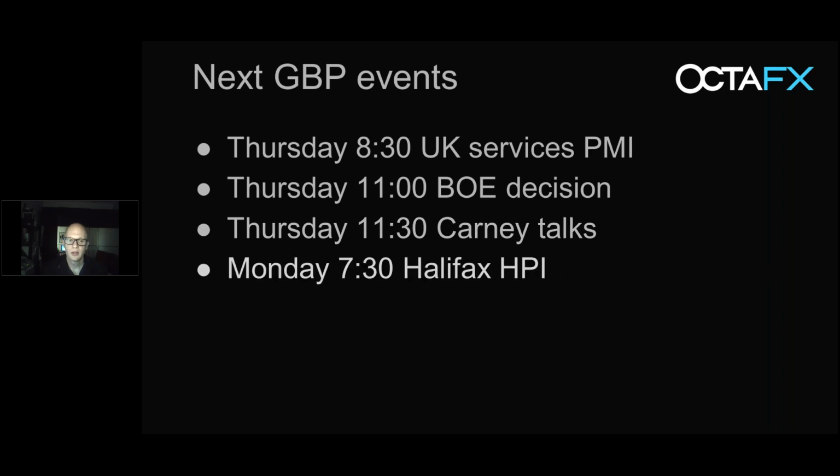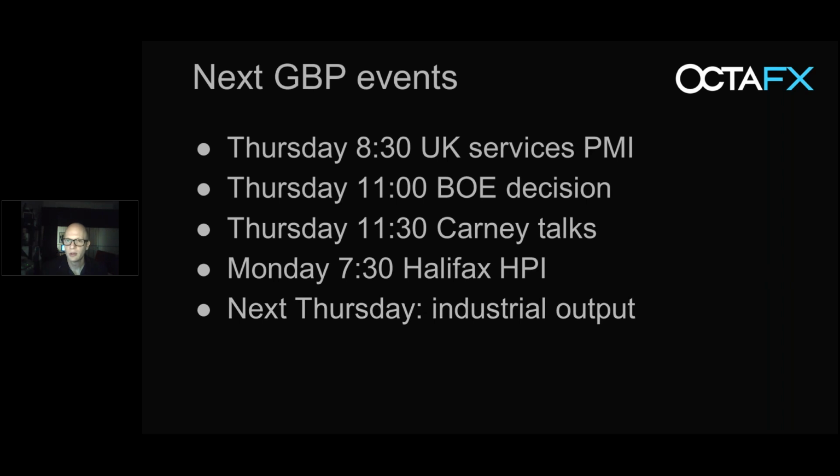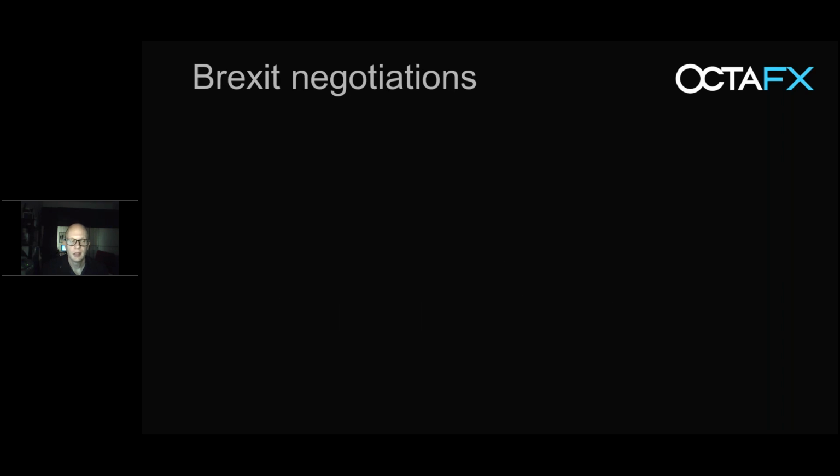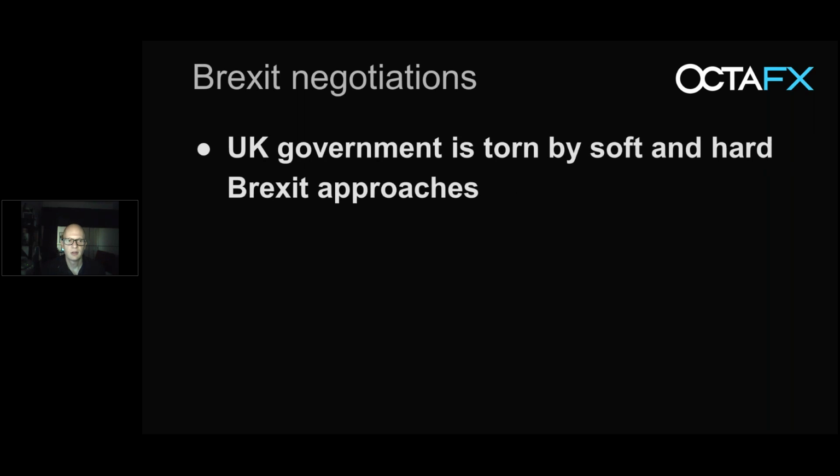If we look already towards next week, we have the Halifax HPI, house prices. There are worries that house prices cannot sustain the gains. And next Thursday, industrial output. Before we talk about the Bank of England, let's mention Brexit. The government in the United Kingdom is a bit torn between the camp of the soft Brexit, that means more immigration, more free trade, basically what markets want, and the hard Brexit, more independence, less immigration, less free trade.